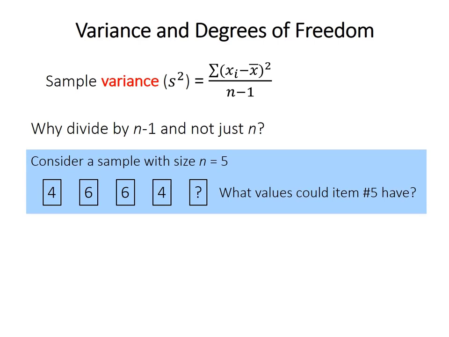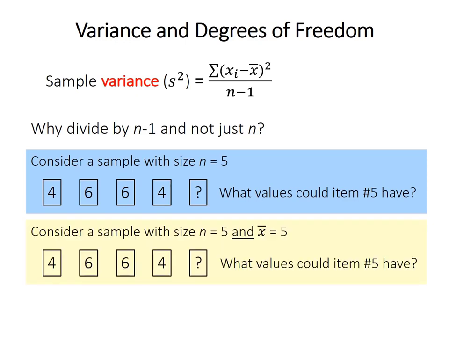So let's consider a small sample of just 5 values. If you know the first 4 values are 4, 6, 6, and 4, what could the fifth value be? Well, it could be anything. You might guess it's something like 4 or 6, but it could be 15 or 4.5. We have really no idea. There's no constraints on what this can be.